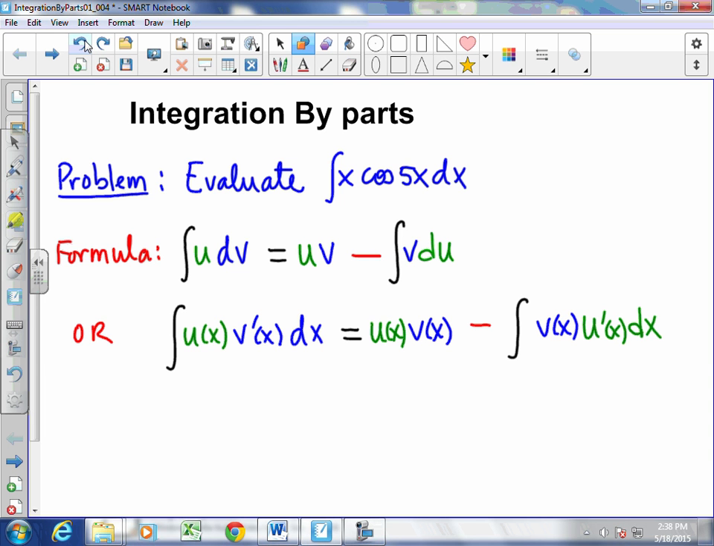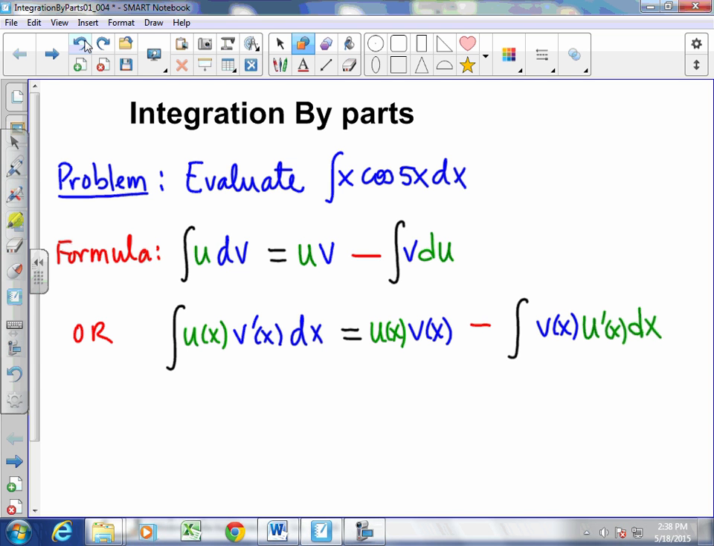Another way to write this is the integral of u of x v prime of x dx is equal to u of x v of x minus the integral of v of x u prime of x dx. So the first and most important step is to be able to determine what an appropriate setting for u of x and v prime of x is going to be.